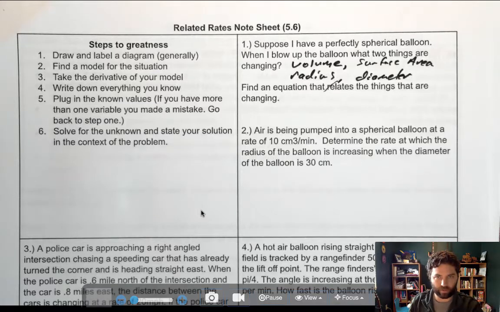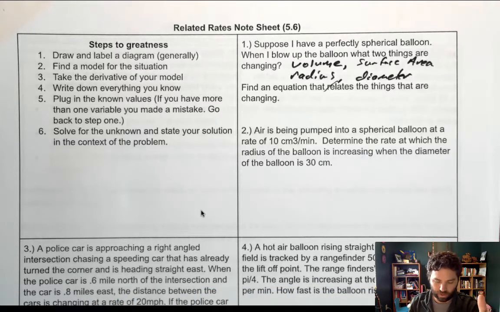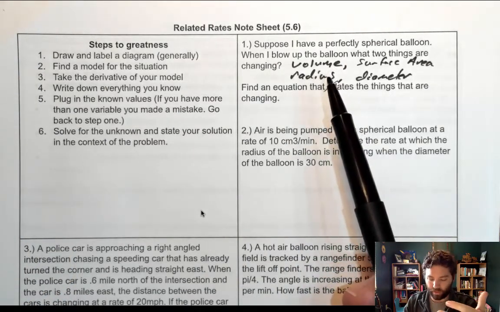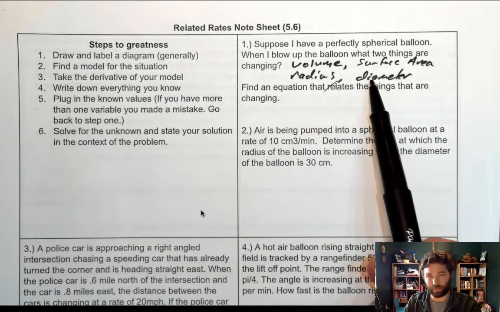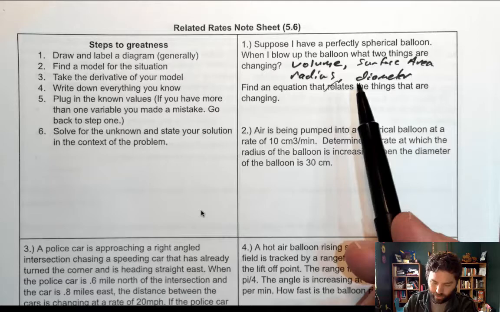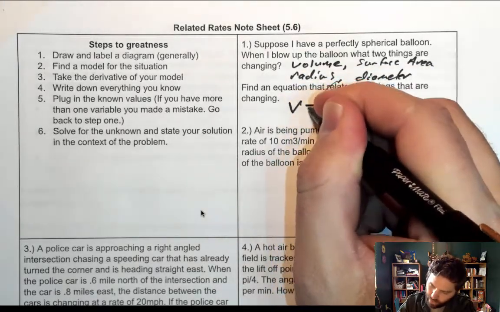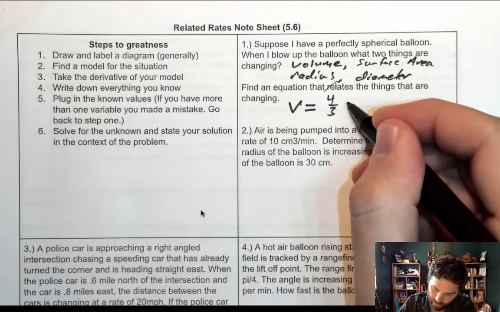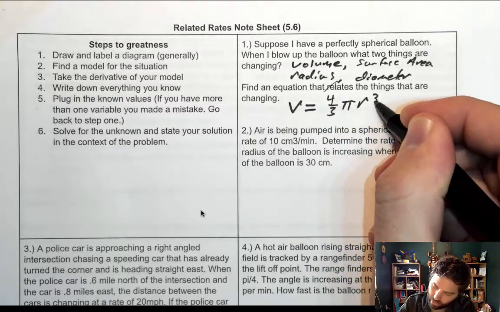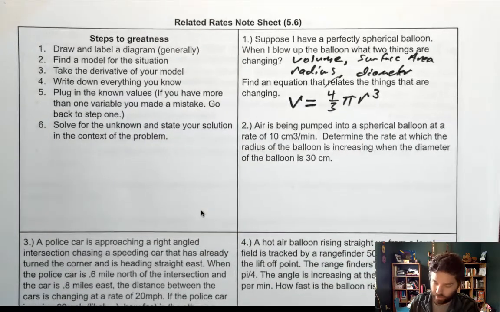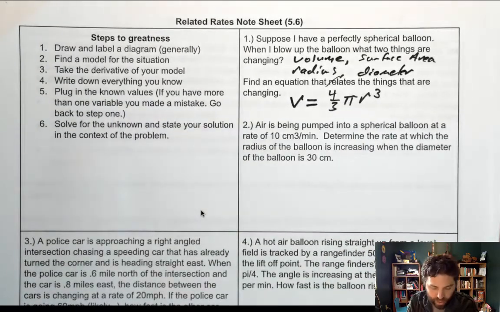Now, the problem that we're going to deal with is ultimately going to be using volume. So we will relate volume, and the volume of a sphere formula has radius in it. I suppose we could change it for diameter, but by default the formula that we use most frequently has radius in it. So the model here would be V equals 4/3 pi r cubed. So we're relating volume and radius. Both things are changing as we blow up the balloon. Air is being pumped in.